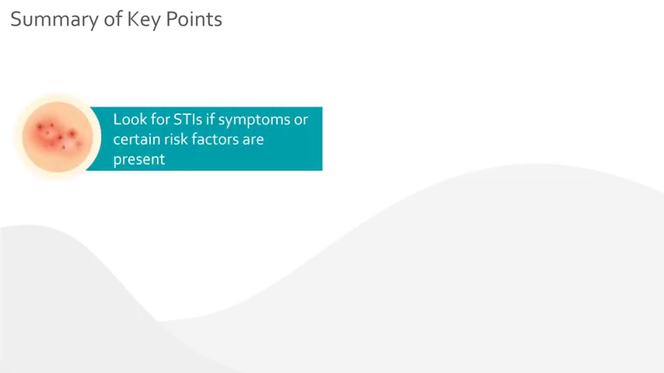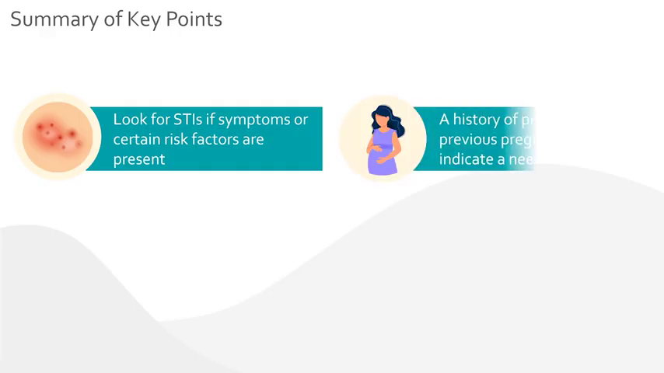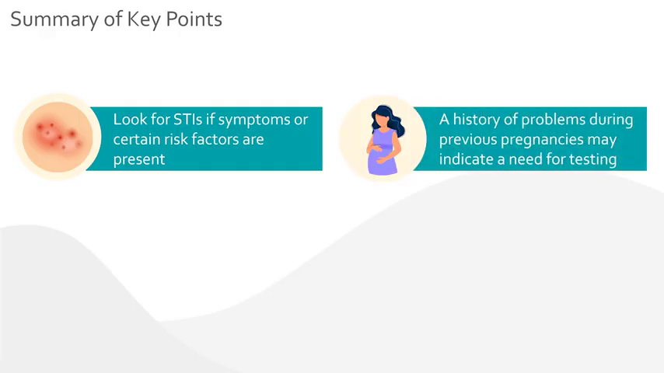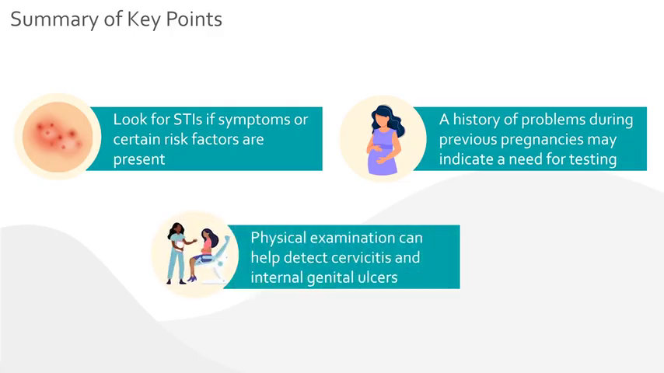To ensure effective STI detection, in addition to routine screening, look for STIs if symptoms or certain risk factors are present. A history of problems during previous pregnancies, including spontaneous abortion and preterm labor, may indicate a need for STI testing. And a physical examination, including speculum examination, can help detect cervicitis and internal genital ulcers.